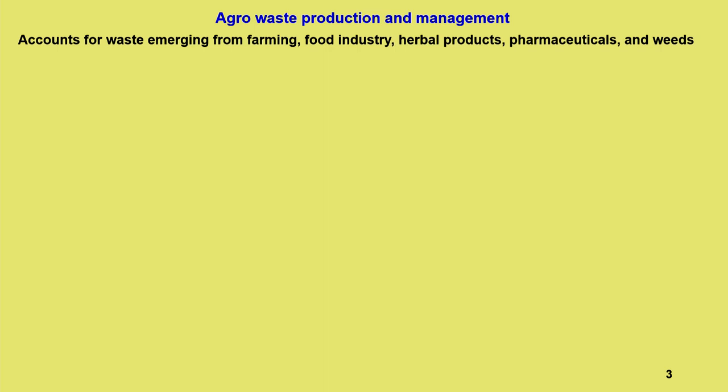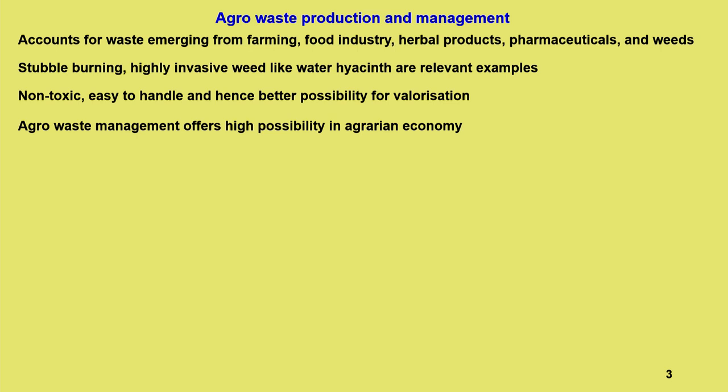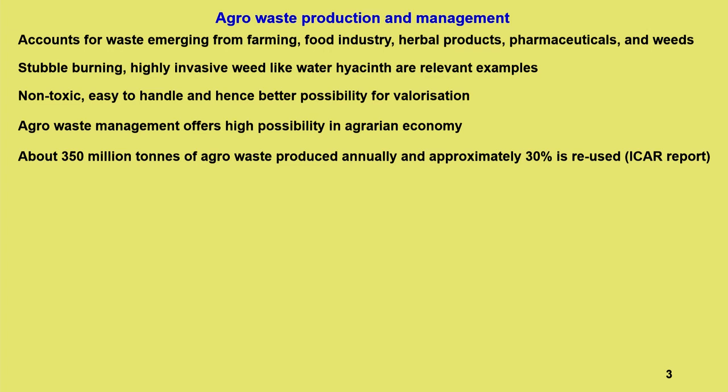So there are issues such as the waste coming from various industries related to agro, including weeds, because weeds are a very highly relevant problem in today's world. For example, highly invasive weeds like water hyacinth, which cover the water body. Now, where to dispose of this? Can we make this a resource?